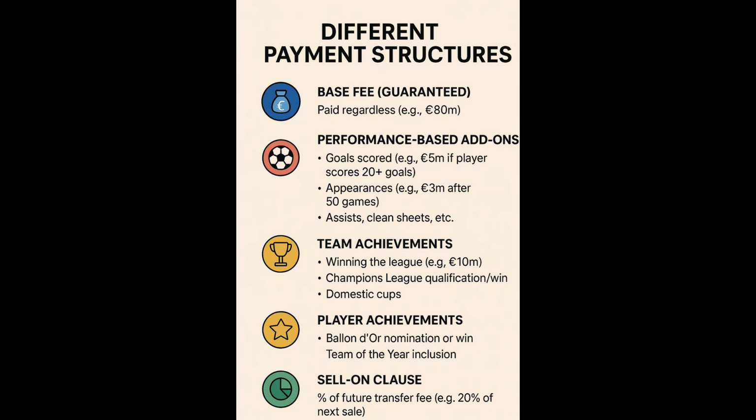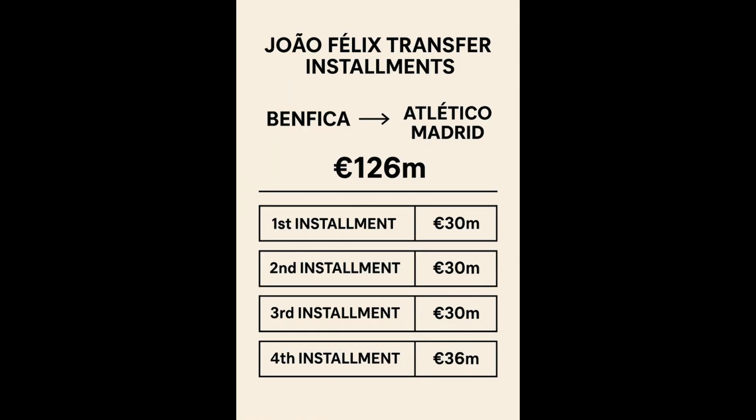Now let's look at a real example. When João Félix moved from Benfica to Atletico Madrid for 126 million euros, the payment was split into installments. Atletico didn't pay all at once. Instead, they paid 30 million euros in the first installment, another 30 million euros in the second, another 30 million euros in the third, and finally 36 million euros in the fourth. So while headlines say 126 million euro transfer, the reality is that payments are spread out, often with add-ons and clauses, making transfers much more complex than they first appear.